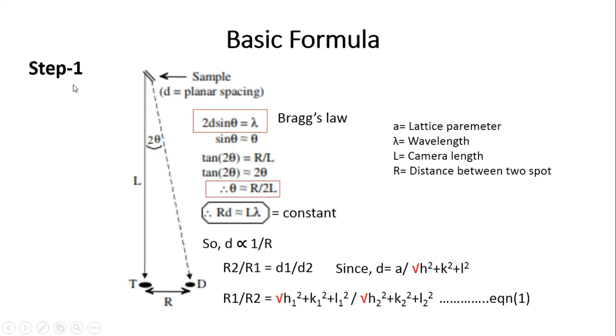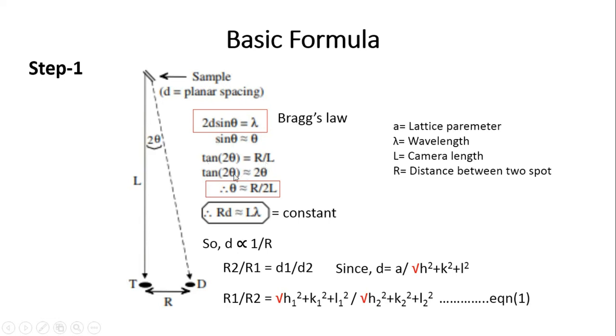So our step 1 is the basic formula. As we know, Bragg's law is 2d sin theta equals lambda. Here lambda is the wavelength, and since theta is very small, we will take sin theta equal to theta. This is part of the Ewald sphere. Here L is the camera length and R is the distance between two spots, and in this we will get tan 2 theta equals R by L.